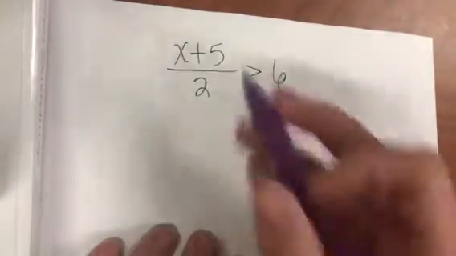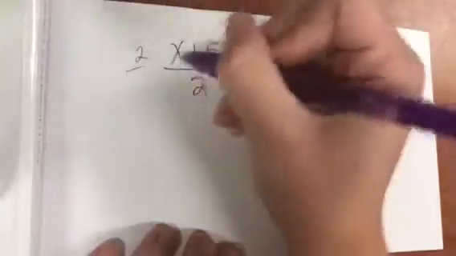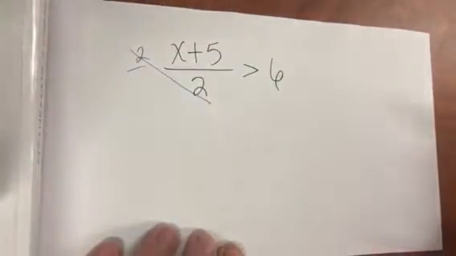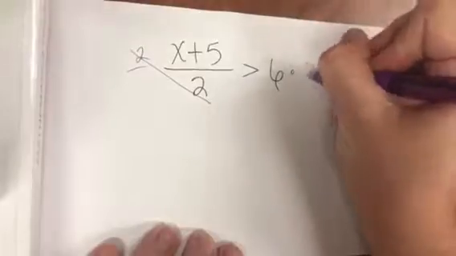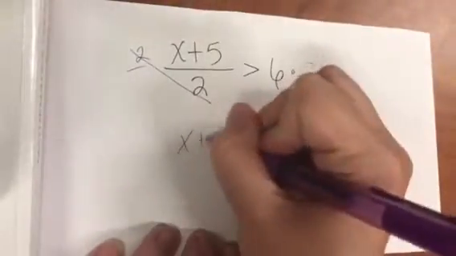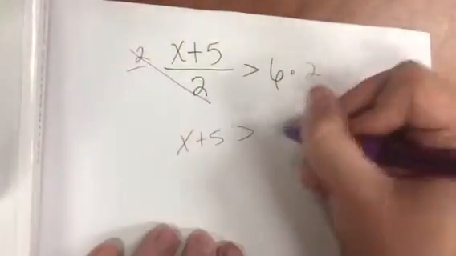Get rid of your 2. I've got to get rid of this 2 by working backwards. I've got to work this problem backwards. So I'm going to multiply by 2, and that's going to cancel these out. Then I'm going to multiply on this side by 2. So I've got x plus 5 is greater than 12.